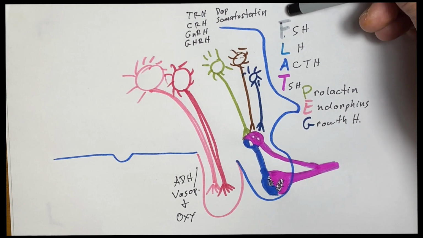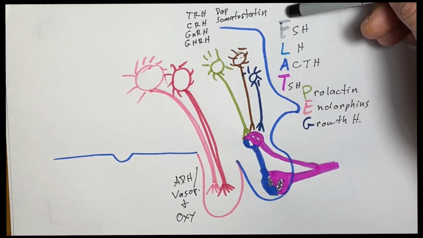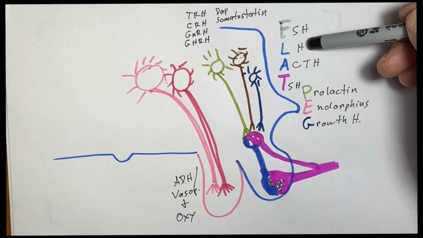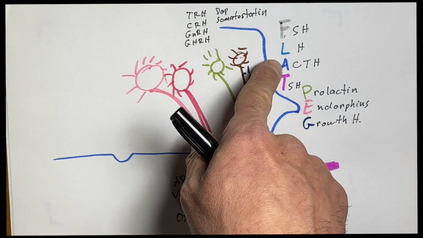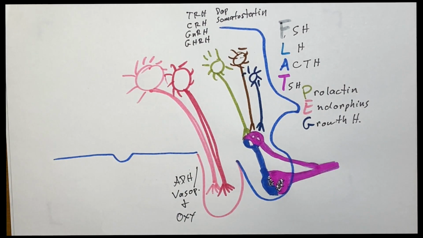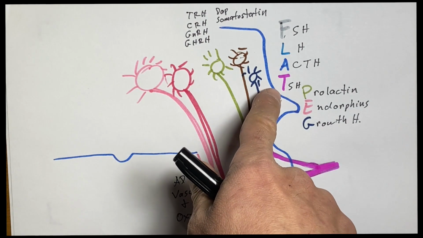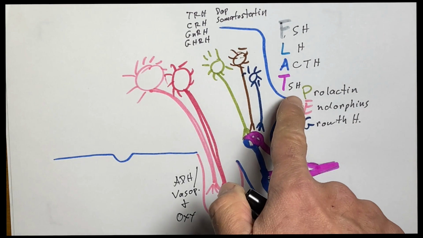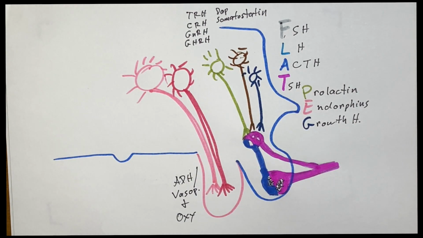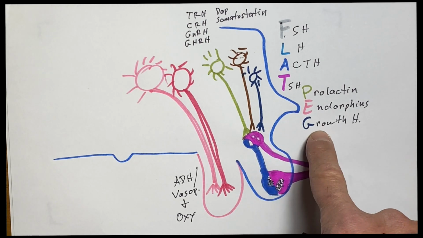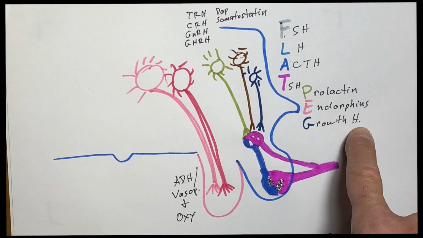Follicle stimulating hormone, which causes the production of eggs and sperm. Luteinizing hormone, which causes the production of estrogen, progesterone, and testosterone. Adrenocorticotropic hormone, which leads to the production of epinephrine, cortisol, and the androgens. Thyroid stimulating hormone, which allows the production of thyroxine or thyroid hormone. Prolactin, which enables the production of breast milk. Endorphins, which induce pleasure sensations and reduce pain. And growth hormone, which allows young people to develop and adults to build and repair their bodies.